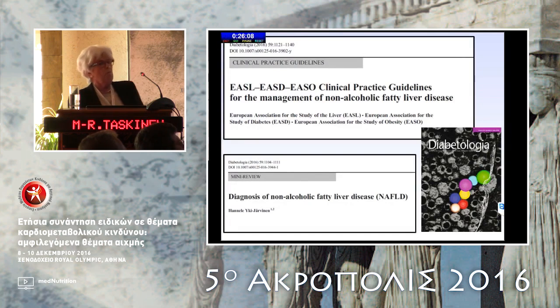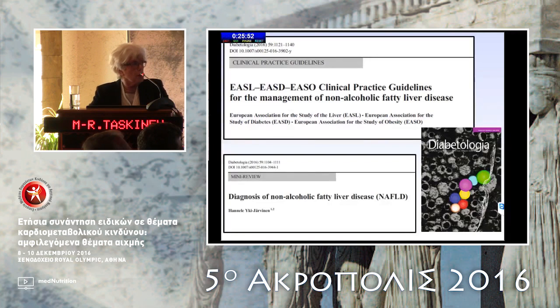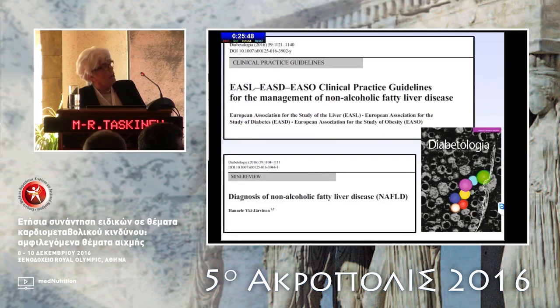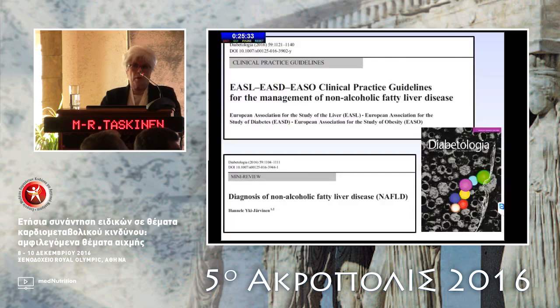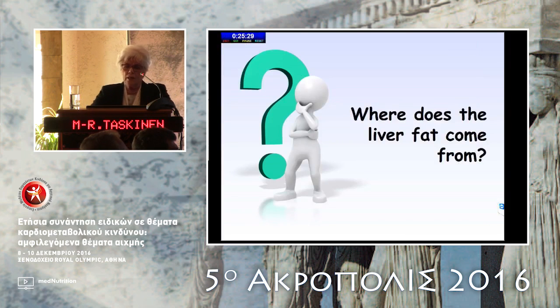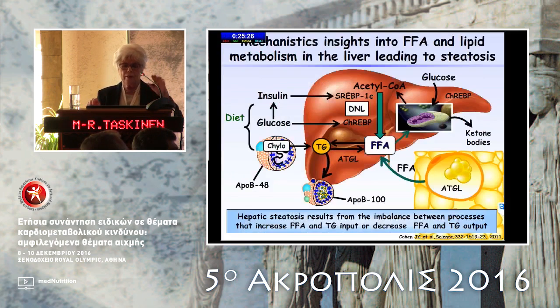Then, considering the pathways which take fat out of the liver, there are only two ways, in fact. Either the fat is packed into VLDL particles, which are then secreted into the circulation, or the lipids are directed to mitochondria and oxidized there. There is much less data concerning lipid oxidation than the other pathways. But the key point is that hepatic steatosis results from the imbalance between these two processes, that is, an increase of FFA and TG input and a decrease in FFA and TG output. So it's an imbalance between input and output.